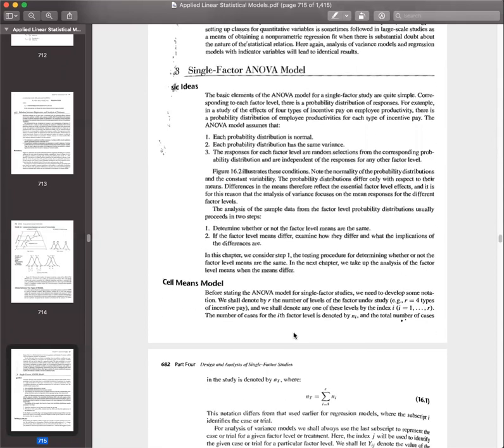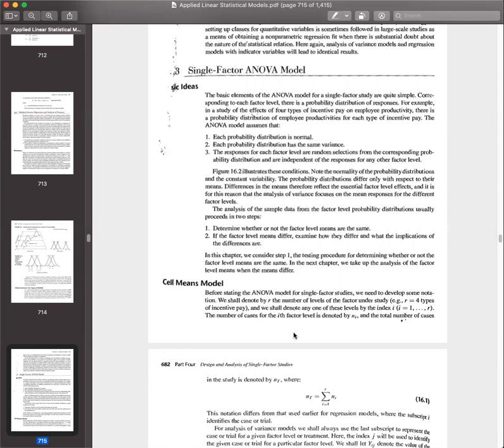The single factor ANOVA model. The basic ideas. The basic elements of the ANOVA model for a single factor study are quite simple. Corresponding to each factor level, there is a probability distribution of responses. The ANOVA model assumes that: 1. Each probability distribution is normal, 2. Each probability distribution has the same variance, and 3. The responses for each factor level are random selections from the corresponding probability distribution and are independent of the responses for any other factor level.